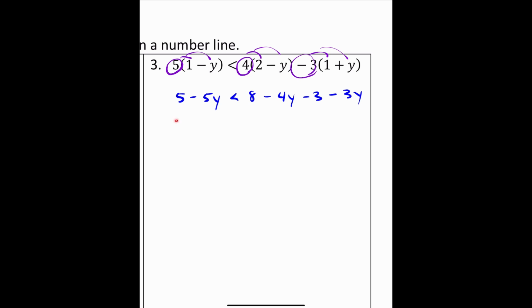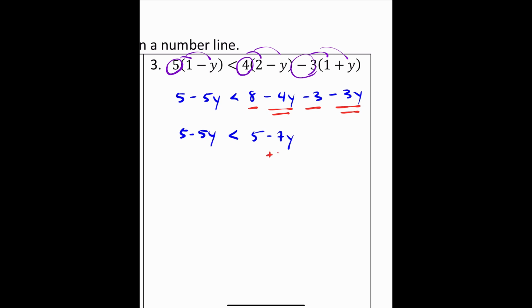I can't combine any like terms on the left-hand side of the inequality, so I'm going to move on to the right-hand side. I see 8 minus 4y minus 3 minus 3y. I can combine the two constants here, so 8 and -3 can be combined. And then we have -4y and -3y. So 8 minus 3 is 5, -4y minus 3y is -7y, and then I can rewrite the left-hand side of the inequality.